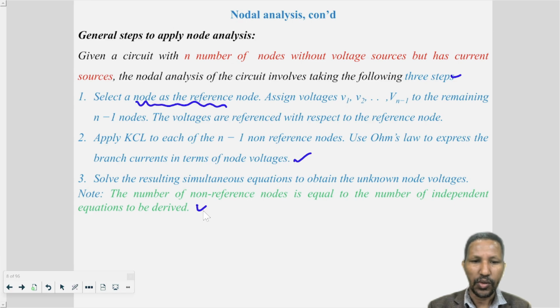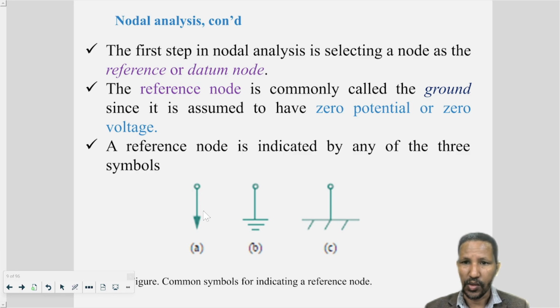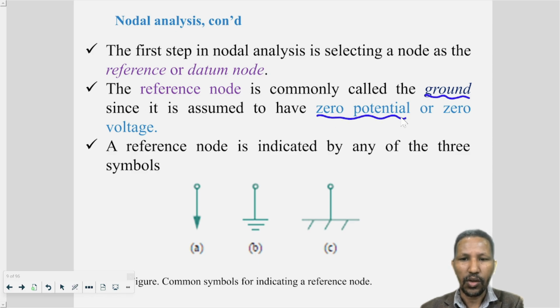So we are going to determine n-1 simultaneous equations from the given circuit, because one node will be considered as a reference node. For the reference node, no equation is developed. So the first step in node analysis is selecting a node as a reference node or datum node. The reference node is commonly called the ground, since it is assumed to have zero potential, or zero voltage. So these are the symbols.